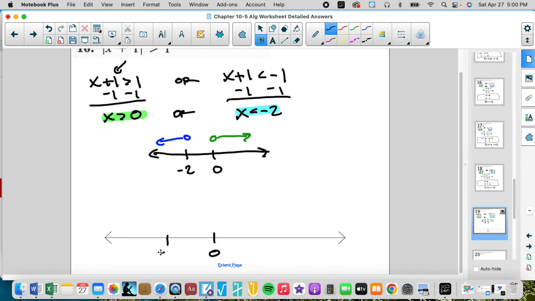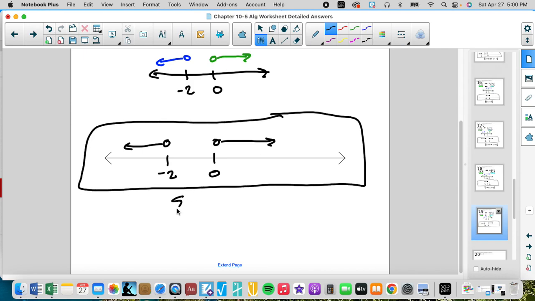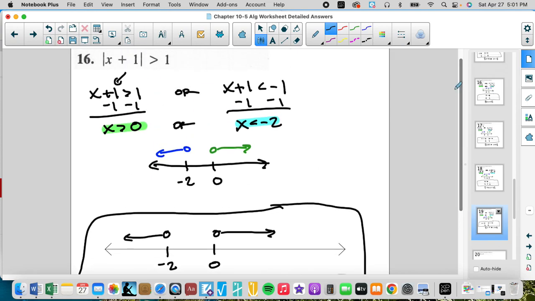It's not an intersection, it's a union, excuse me. Or is union of the two solutions. So we're just putting them together. X is less than negative 2, or X is greater than 0. No equal signs, so they're open circles.